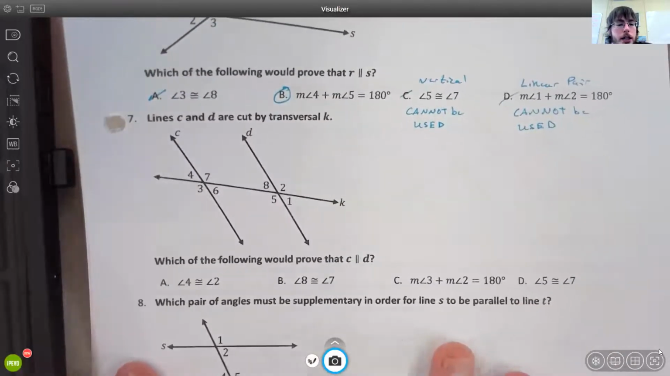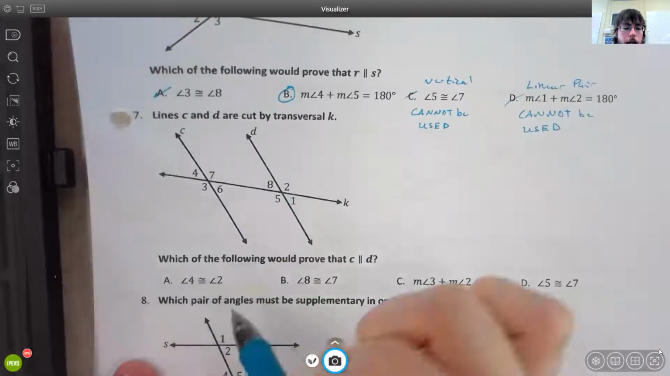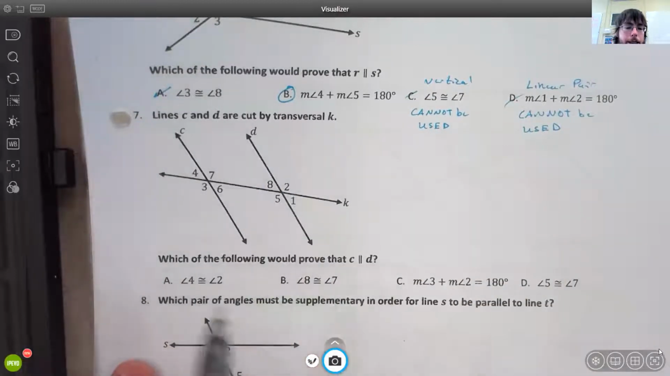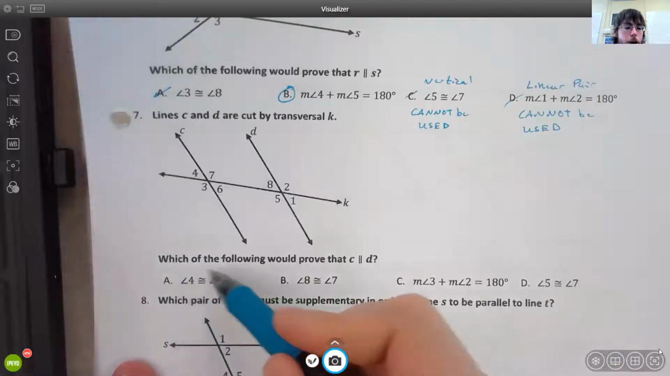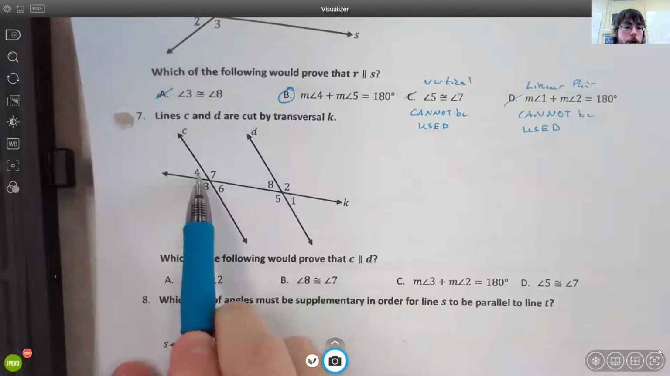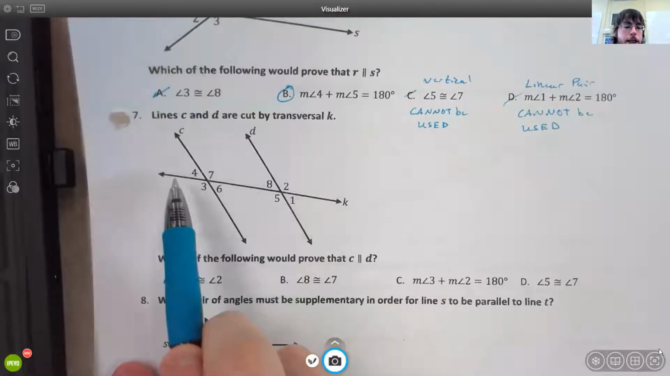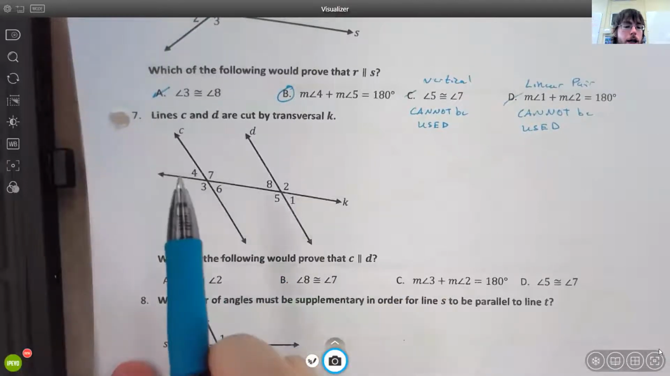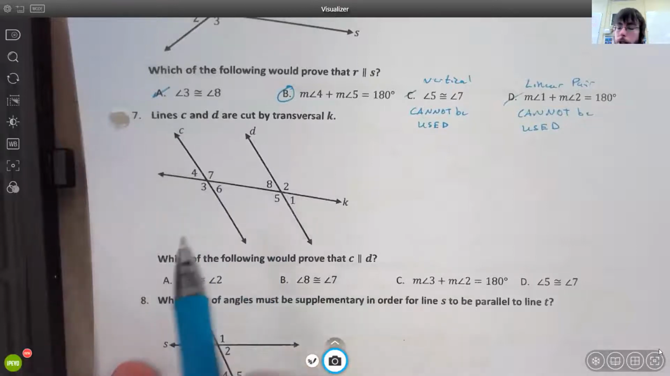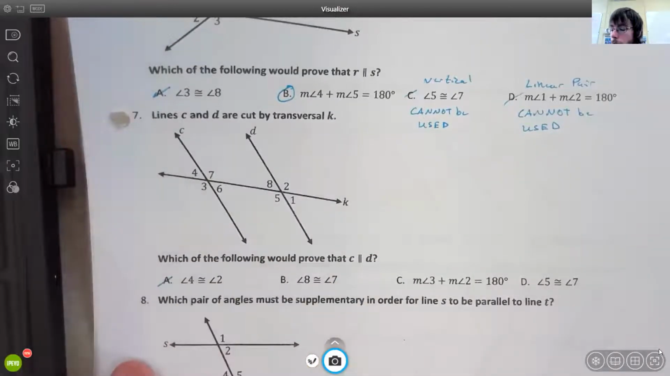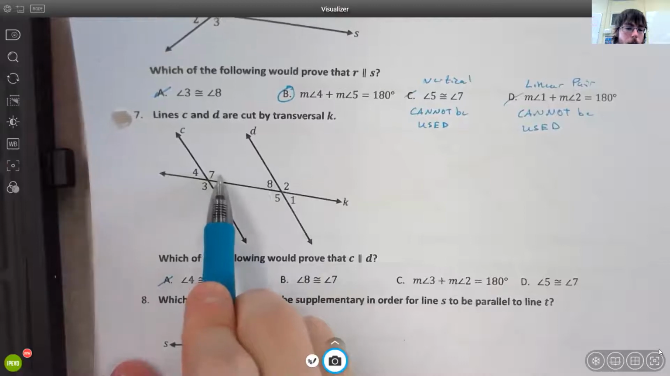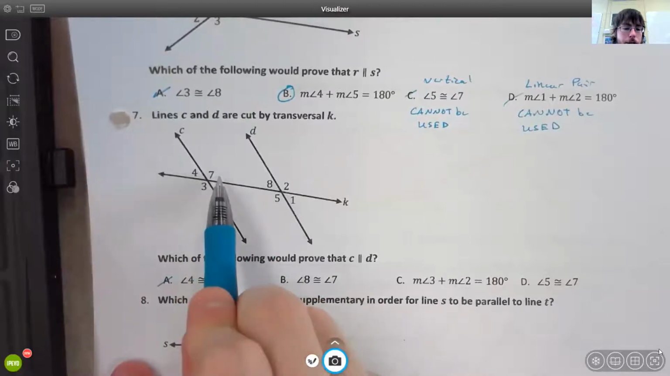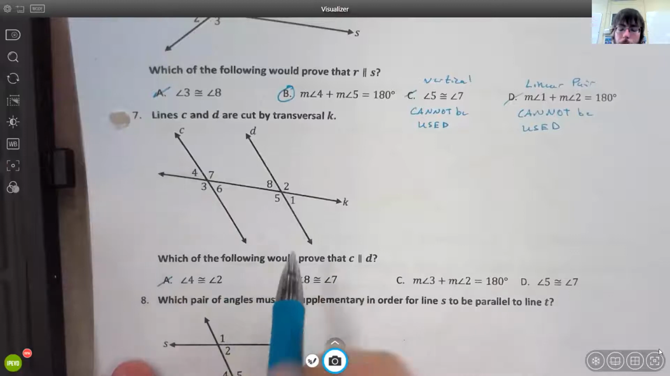Number 7, lines C and D are cut by transversal K. Which of the following would prove that C is parallel to D? So in answer choice A, we have angle 4 is congruent to angle 2. Well, angle 4 and angle 2 are consecutive exterior angles, so they should be supplementary, not congruent. B, we have angle 8 and angle 7 being congruent here. Angle 8 and angle 7 are consecutive interior angles, so they should be supplementary, not congruent.